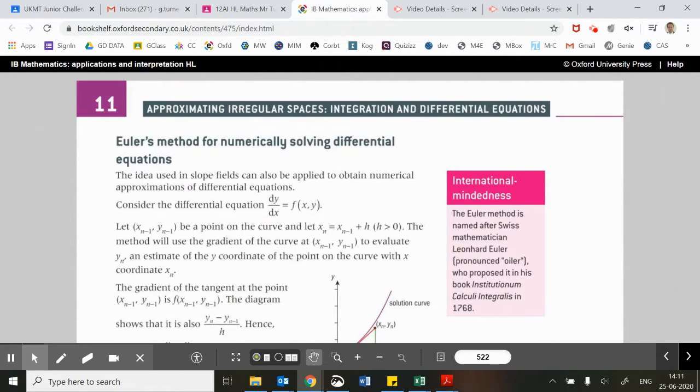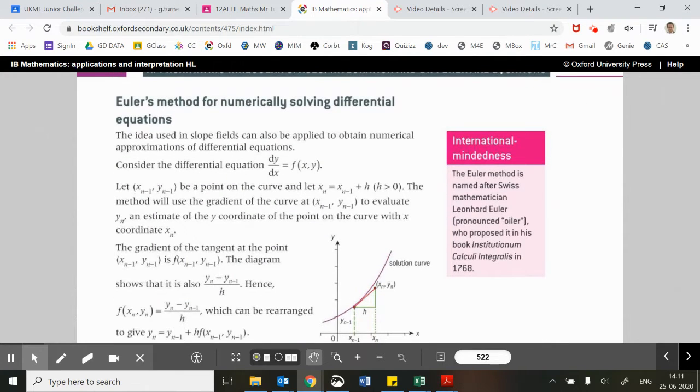Hi guys, we're now going to work on Euler's method for numerically solving differential equations. We're going to essentially use the slope field idea, and we're going to find particular solutions for differential equations which you cannot solve by splitting the variables. That's the idea of doing this.